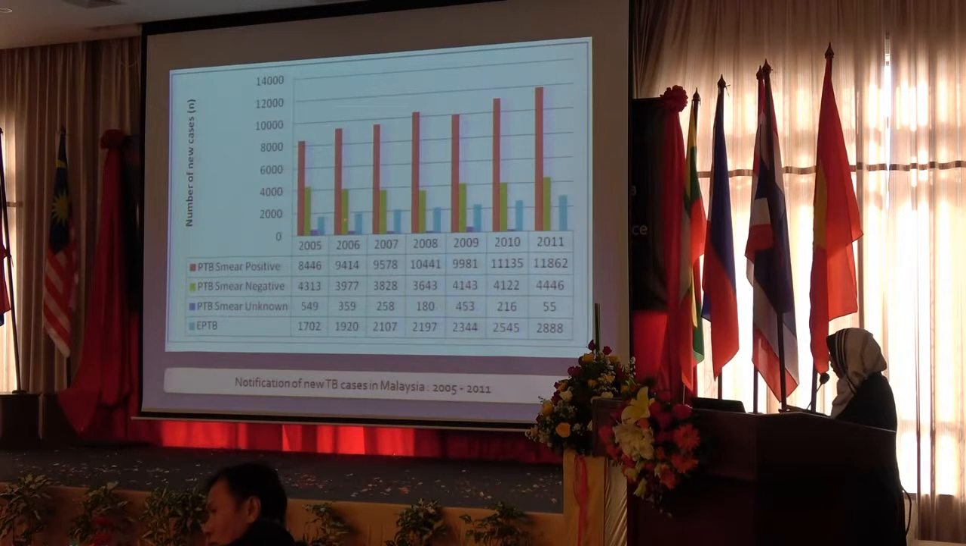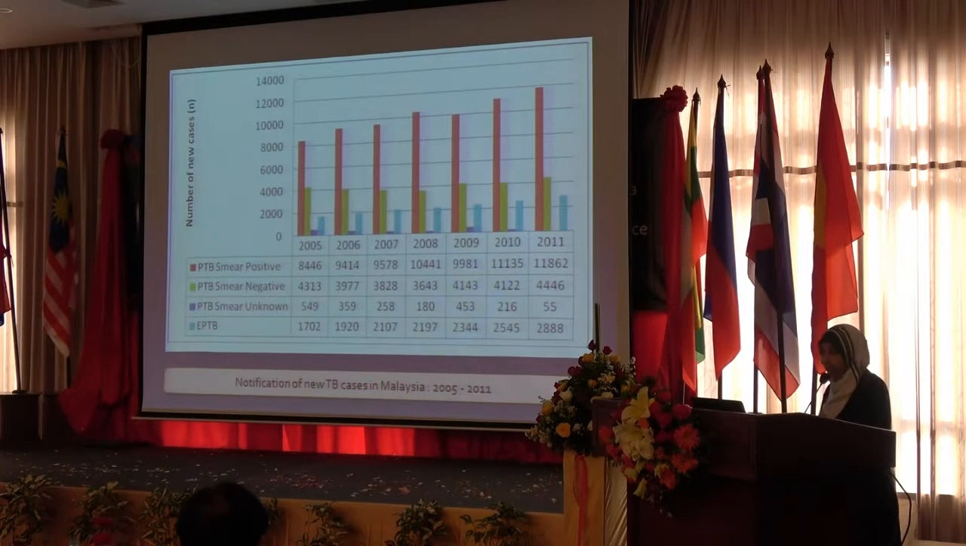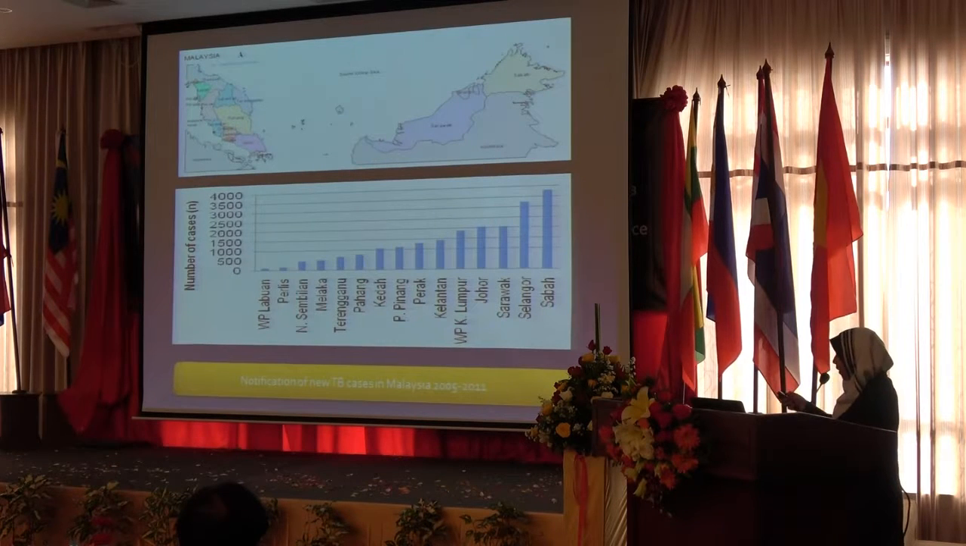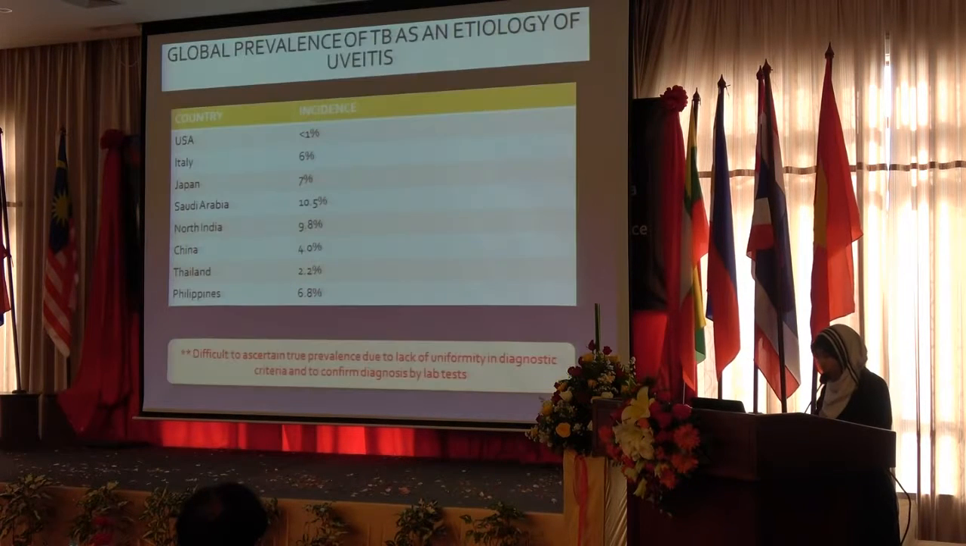And as for the eye, it comes under extrapulmonary TB, and we can see the blue color graph is also rising, which indicates that there is an increase in extrapulmonary TB as well. This is the map of Malaysia. We have the peninsula and also East Malaysia, and looking at the states, we find that Sabah has had the highest incidence of TB, followed by the state that I come from, Selangor, which is very close to Kuala Lumpur, and that's one of the most densely populated in our country, and that's why there's a high incidence of TB there as well.